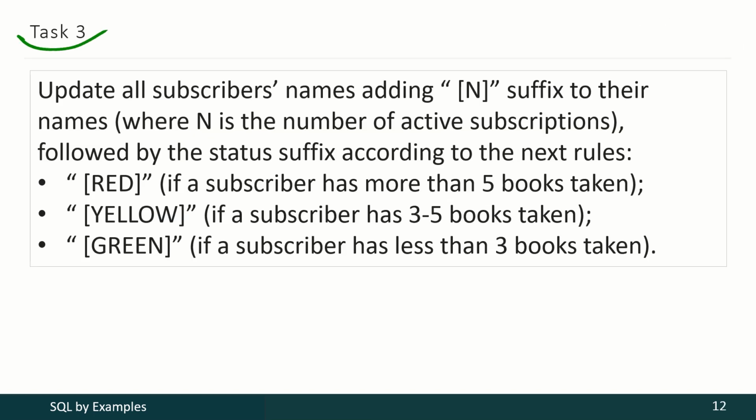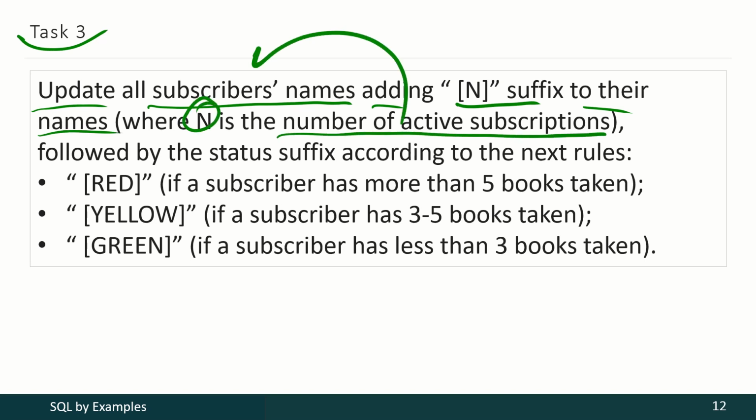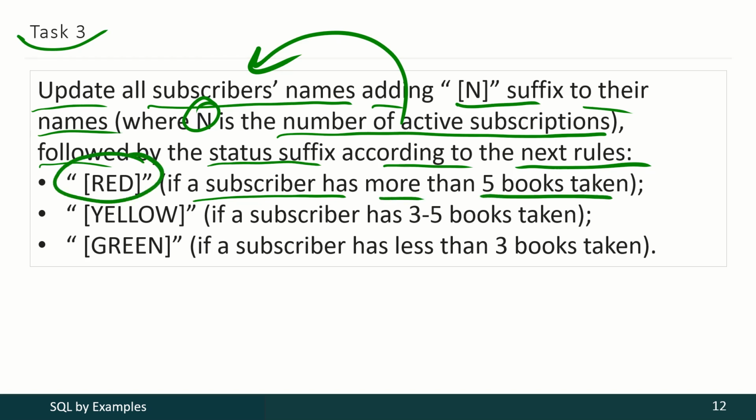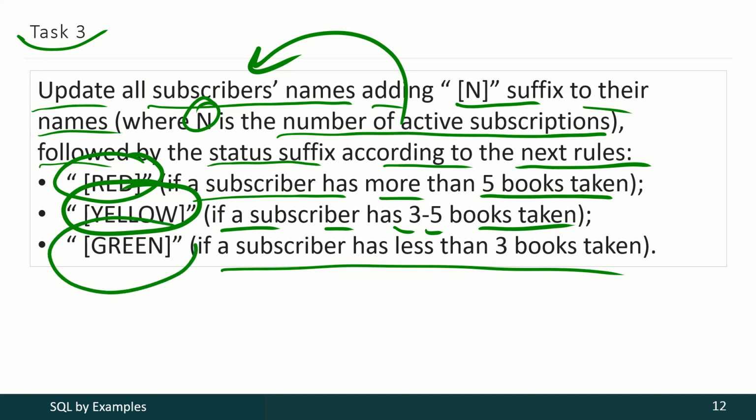And in the final task here, we have to update all subscribers' names, adding such a suffix to their names. And this n is the number of active subscriptions for each subscriber. But we also have to add another suffix according to the next rules. If a subscriber has more than 5 books taken, we have to add such a suffix. Or if a subscriber has from 3 to 5 books, we have to add such a suffix. And otherwise we have to add such a suffix.